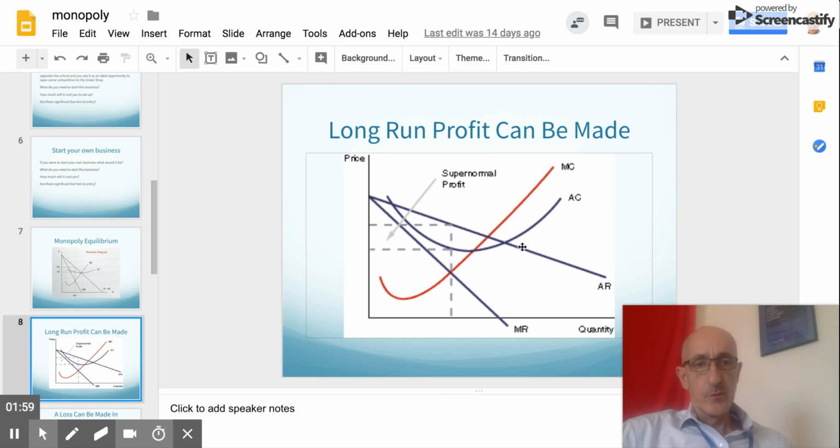And this profit will be maintained into the long run, because even though it's an attractive industry for other entrepreneurs to consider, it's not possible for them to enter this market because of the strong barriers to entry. Other things to note about this diagram: the average cost curve does reach a minimum when it cuts the marginal cost, which is just here.